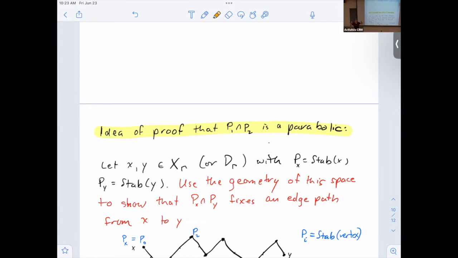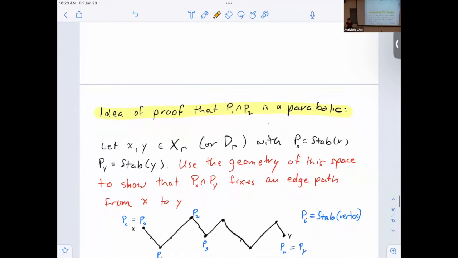Okay. So given any proper parabolics, not the whole group, it is a stabilizer of some vertex. And if you write it as G delta G inverse, then it stabilizes G delta. It's a stabilizer of some vertex. So I can always realize my two parabolics as stabilizers of two vertices. Well, it turns out if you have a sufficiently nice geometry on X gamma, you can show that if something fixes two vertices, it has to fix an edge path between them.